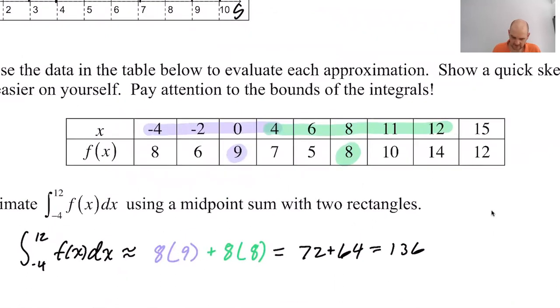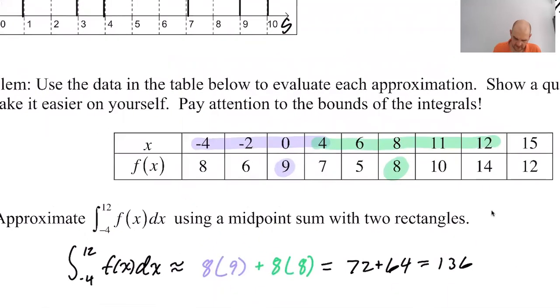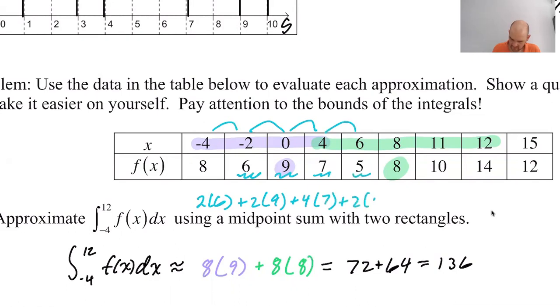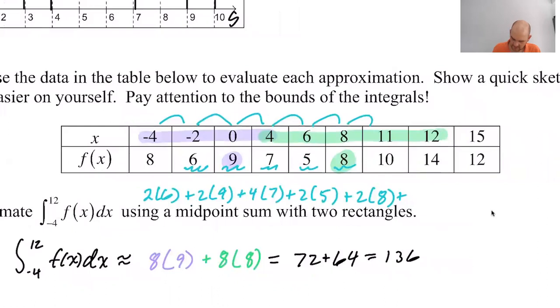And what should we do? Let's use a different color. All right, so -4 to 11. Okay, so we're going here and we're using a right sum. So it's gonna be 2 times 6 plus, go from here, that's a 2, and the height is 9. Then we go here, that's 4, but the height is 7. Then we're gonna go here, so that's 2, and the height is 5, plus here we go 2, and the height is 8, plus 3, and the height is 10.